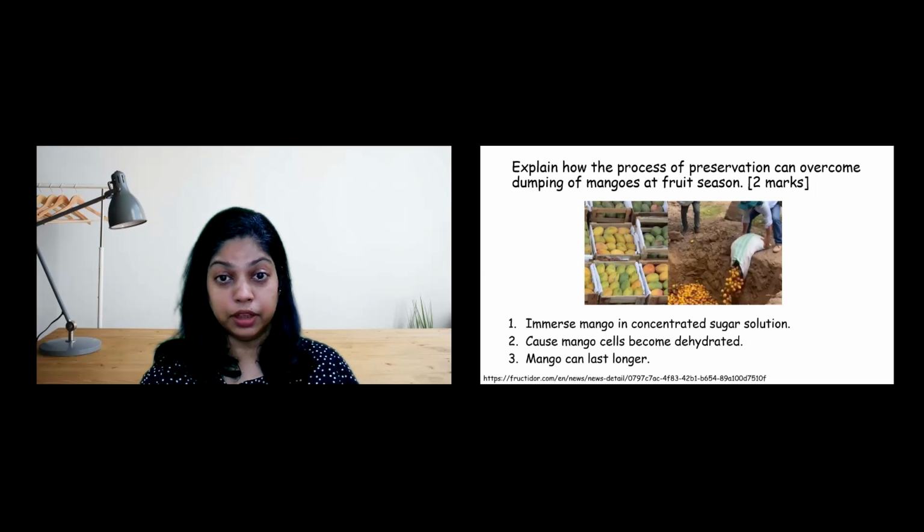Similar to cabbage preservation, mango too can be preserved. The choice of using a salt solution or a sugar solution depends on the type of food and the flavor desired. Salt is commonly used for savory food like cabbage, while sugar is used for sweet food like fruits.